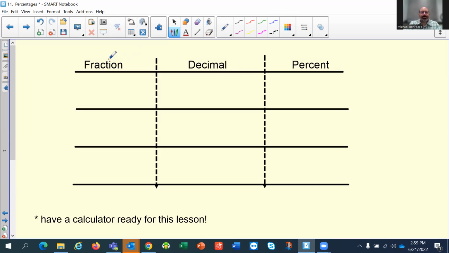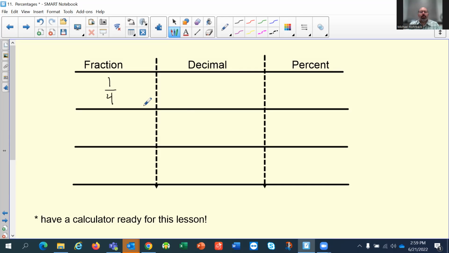So what we're going to do is start with each one of them at least once, and then we're going to do a lot of the common ones. The common ones are ones that you might be able to memorize. So we're going to start with something that's relatively easy. We'll start with a fraction. We're going to start with 1/4.